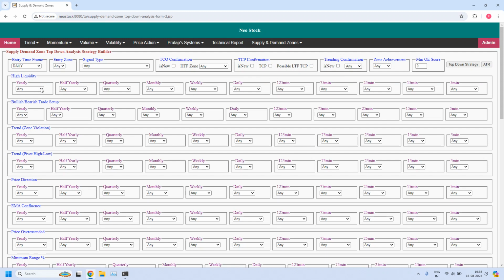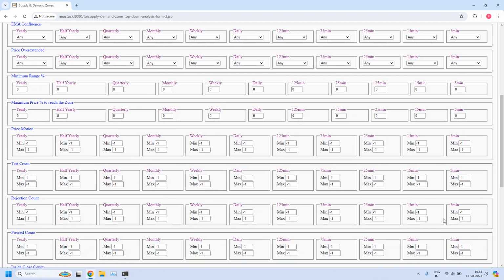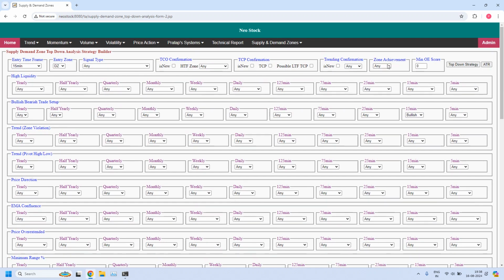daily income trade, bullish trade setup. Daily income trade entry time frame is 15 minutes. Bullish trade setup demand zone, and in bullish or bearish trade setup in 15 minutes time frame, entry time frame, I am selecting the value bullish. And this 15 minutes demand zone should not be pierced. So in the pierced count in 15 minutes time frame, minimum value I am selecting 0, maximum value I am selecting 0. Zone achievement is violated opposing zone, minimum order enhancer score is 12. 3 filters are applied to 15 minutes demand zone.